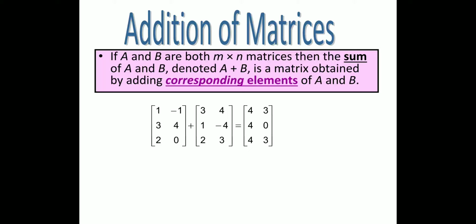Okay, for example, here I take two matrices and I want to add them. So first we can see that their order is the same. What is the order of the first matrix? 2 by 3 or 3 by 2?